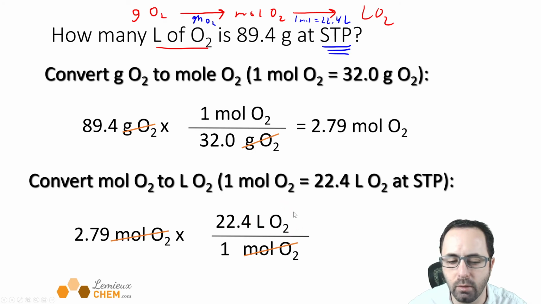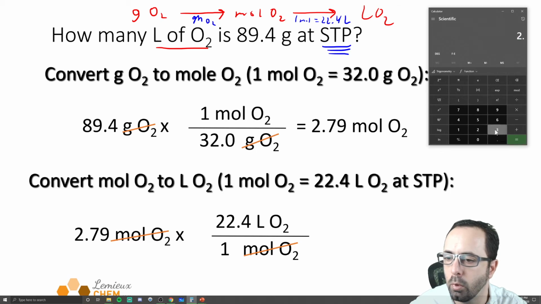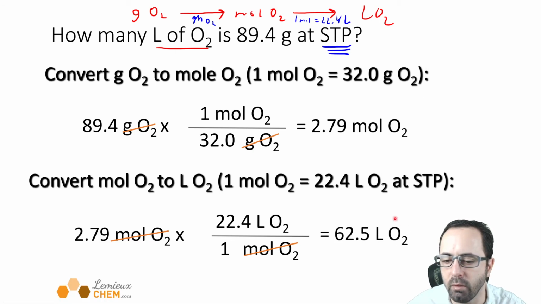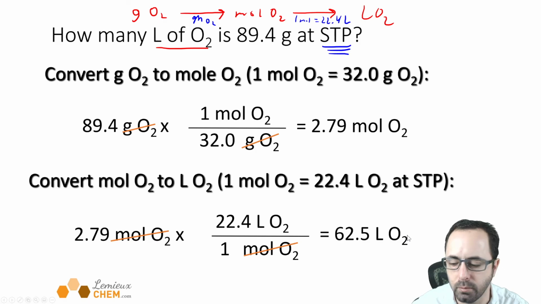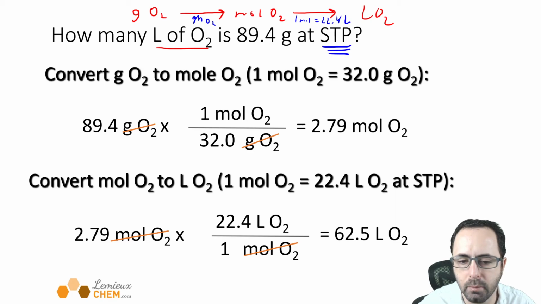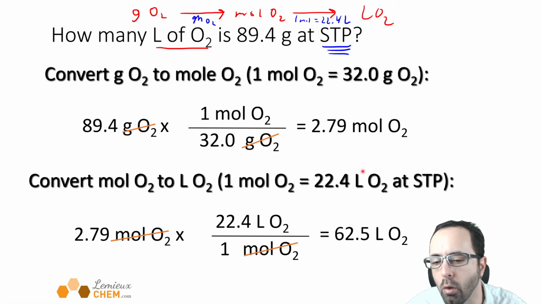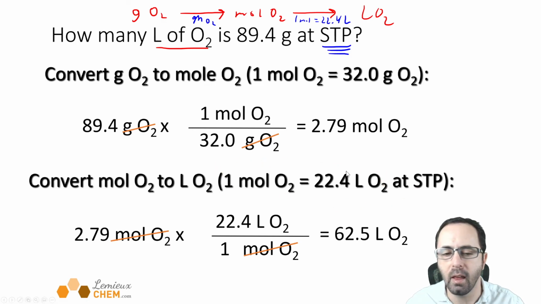And we're going to have liters of O2. So now we just have to multiply 2.79 times 22.4, and we get, to 3 sig figs, 62.5, because we're going to round the 4 up due to the 9. 62.5 liters of O2. Okay. And so now we've finished a couple of problems using this relationship: 1 mole is 22.4 liters of a gas at STP.